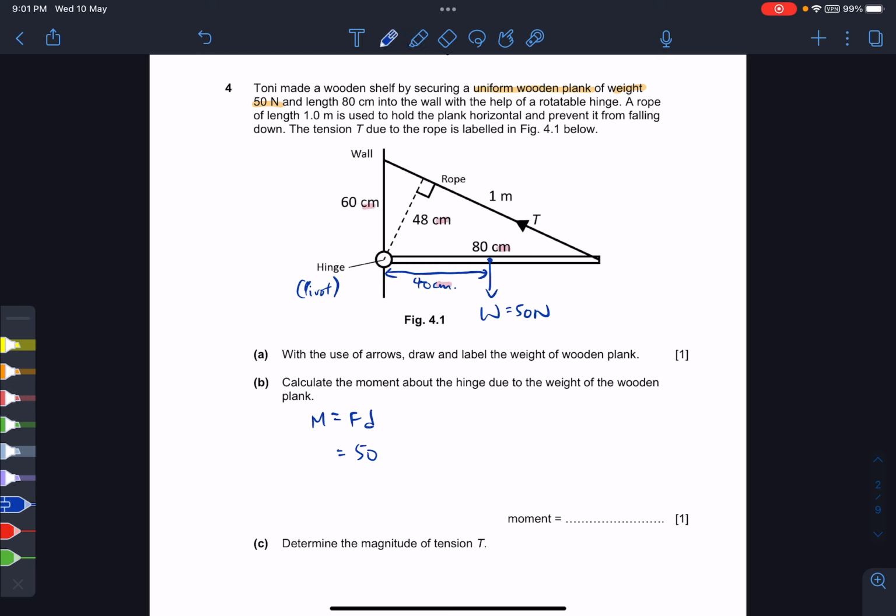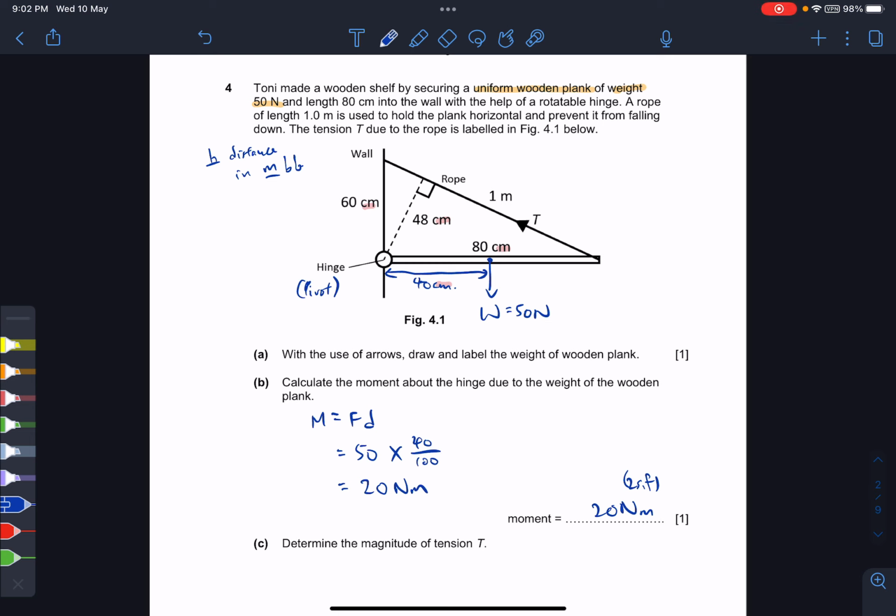Because your perpendicular distance has to be in meter. They give cm, so they are trying to trick you. In this case, it's not 40 cm, it's 40 over 100 meter. And when you do that, you'll get an answer of 20 Nm. 20 Nm, 2SF. That's it.